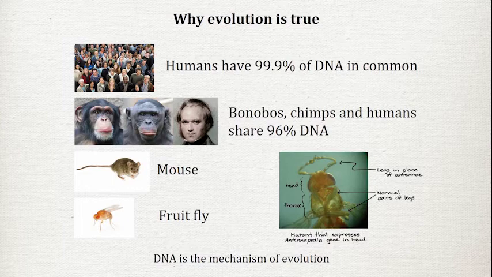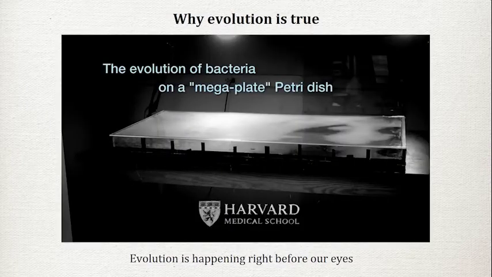Copying DNA from cell to cell sometimes produces errors, called mutations. Some mutations make the organism better adapted to the environment, and therefore more likely to survive. Others do not, like this fruit fly with legs instead of antennae. Some mutations are fatal, as in cancer. And if all this hasn't convinced you, watch these bacteria evolving in real time.